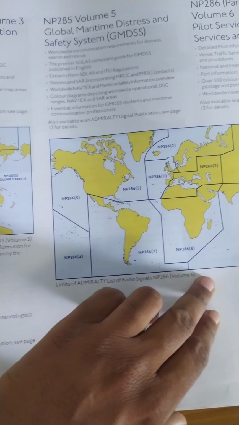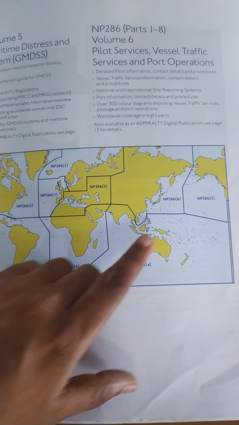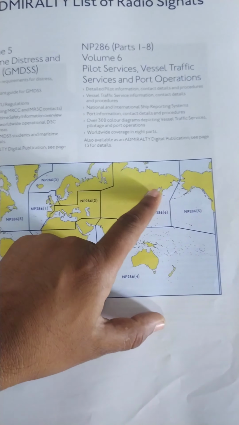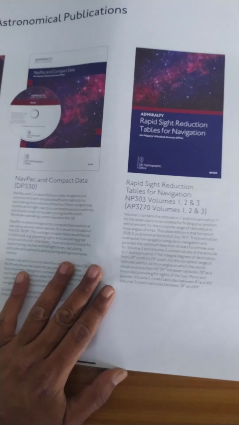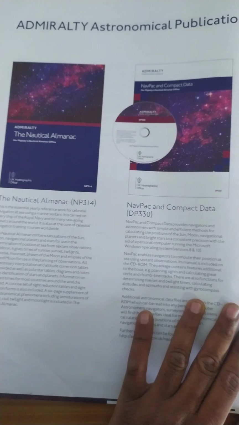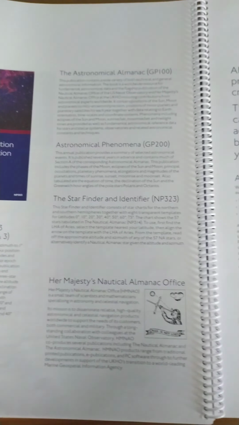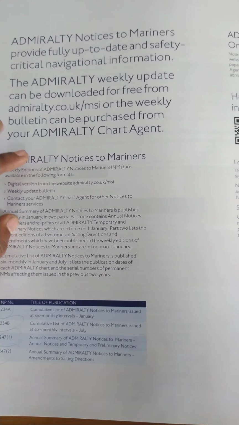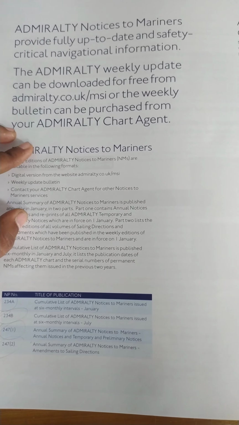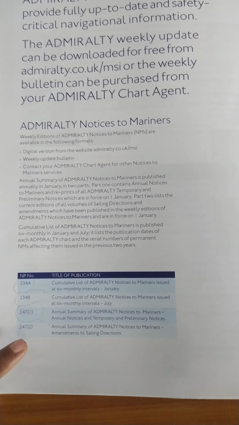So suppose this is volume 2, all the sections are given. You just draw a line, find out which publications you will be using. Then the astronomical publications, almanac, sight reduction tables, all those. Then next comes the cumulative notice to mariners and the annual summary of notice to mariners. The details are given here.